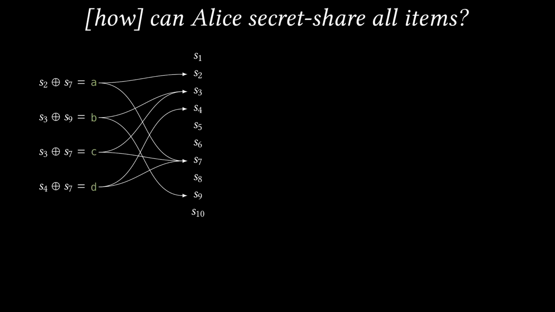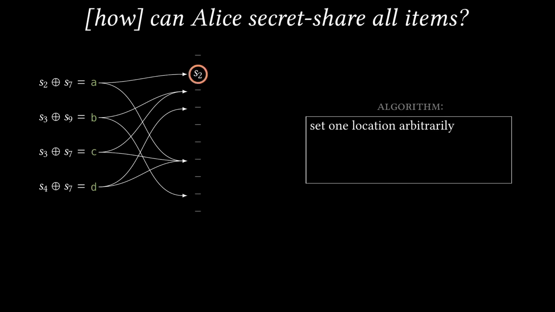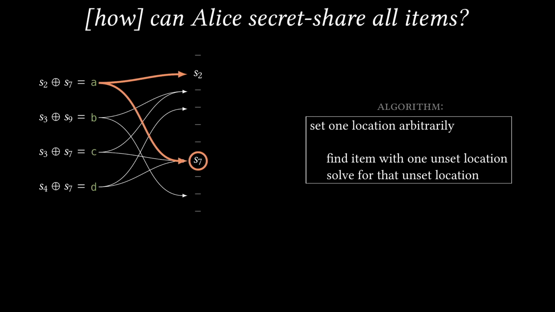Our protocol requires Alice to secret share her items into this vector S. Now, how exactly does she go about doing this? Let's imagine that the vector S is initially empty. She can set one location arbitrarily, and then she can find an item where only one of its two bins is unset. For example, item A is assigned to bins 2 and 7, and at this point only bin 7 is unset. Since S2 and S7 are related by a linear constraint, Alice can easily solve for the correct value to put in S7. And she can repeat this process again and again.